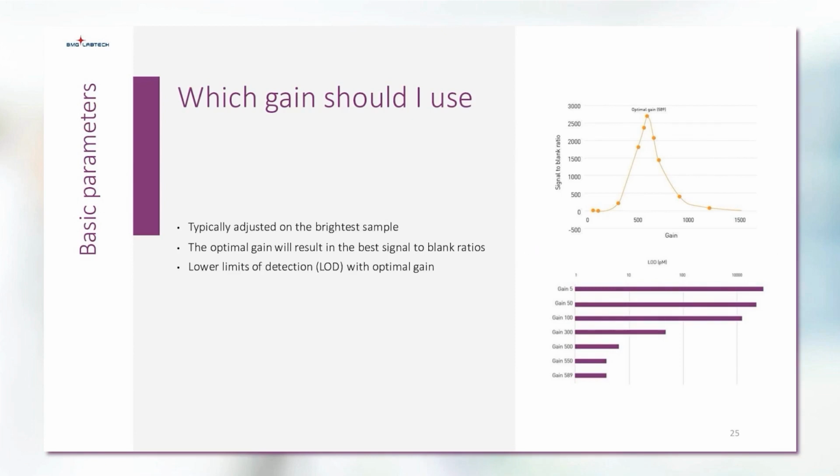Naturally, this had an impact on the achievable limit of detection, which is depicted in the graph on the lower right. The lowest and best limit of detection and sensitivity was reached using the optimal gain of 589, while even small variations from the optimal gain impacted the limit of detection, the worse the sensitivity and the limit of detection in the end.